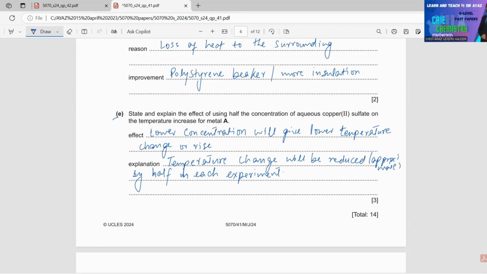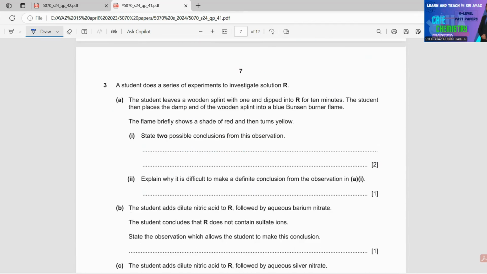The reason is that you will have fewer copper ions, or you can say that you have half the number of copper ions to react. Next question, which is question number 3.